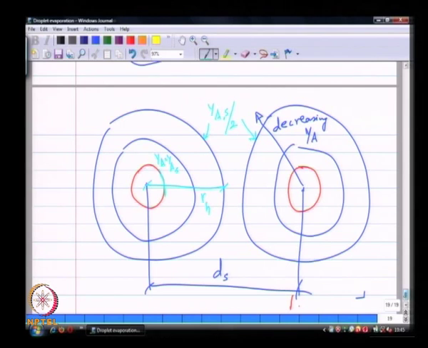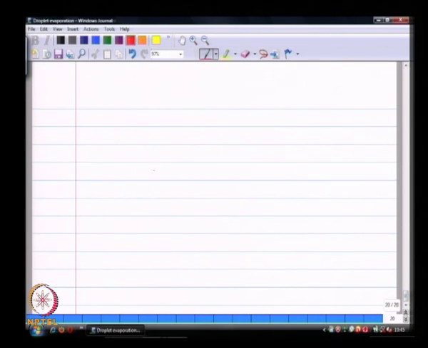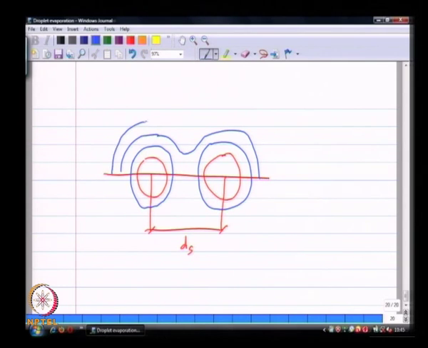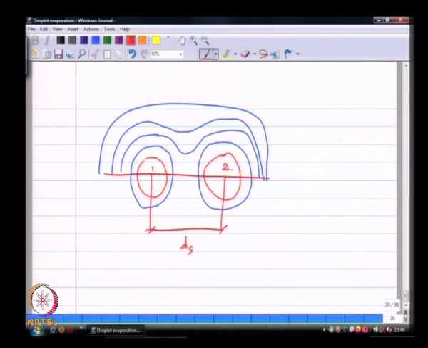If I now look at multiple droplets coming together, this may not necessarily hold true. So, if I take a situation where two droplets are spaced at some ds again, but you can notice how ds is less than in the previous schematic, and if I draw lines of constant YA, now the two drops are not entirely independent of each other. The rate of evaporation of the first drop is affected by the presence of the second drop.